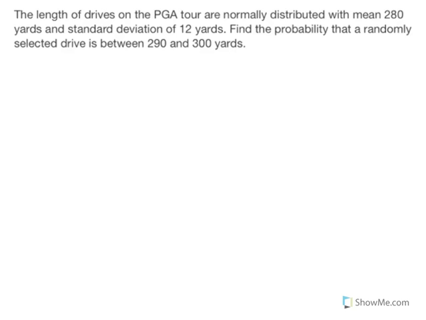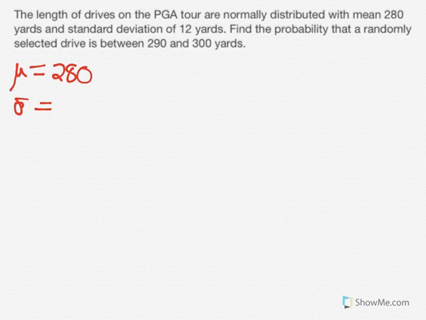Here's a basic normal distribution question that we're going to use to make a little more sense of what's happening with this whole normal distribution thing. The length of drives are normally distributed, so that's your first clue. Whenever we have a normal distribution, we want to pick up the mean. So we can assume this is a population mean of 280, and our standard deviation, sigma, is 12 yards. Great, now we want the probability that a randomly selected drive is between 290 and 300.